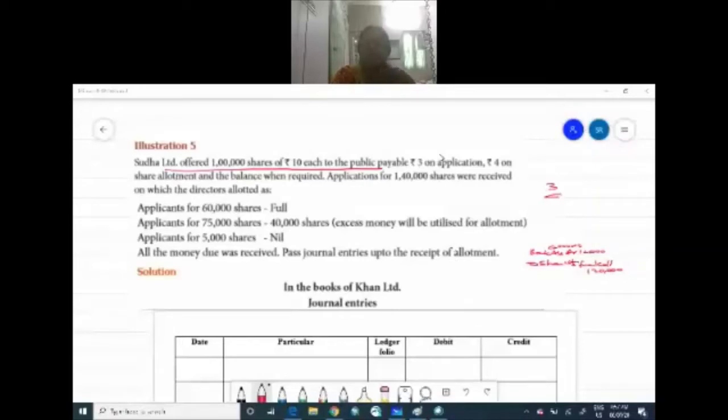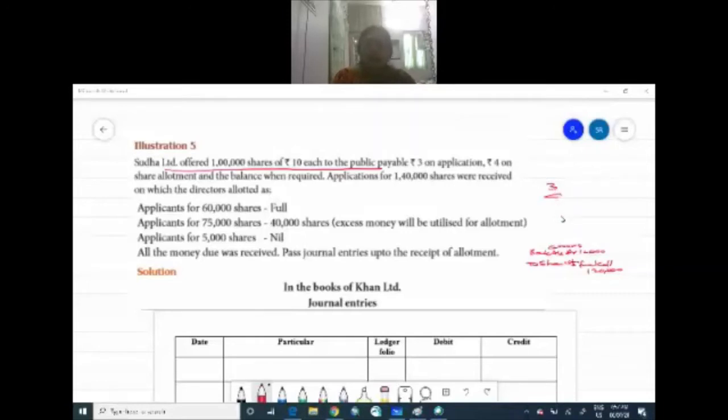Okay, children. In a previous class, I was teaching about oversubscription and how we are supposed to pass journal entries when the company issues shares. And I was talking to you about pro rata allotment. Pro rata allotment means whatever shares they have received, they will keep with them, and instead of returning the money, they will adjust the money they have received in the allotment money. Or if it is too excess, they will refund the money.